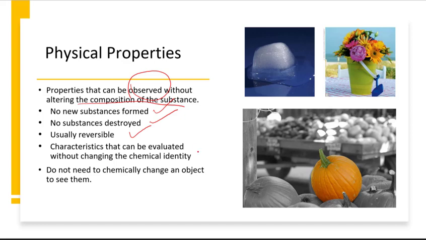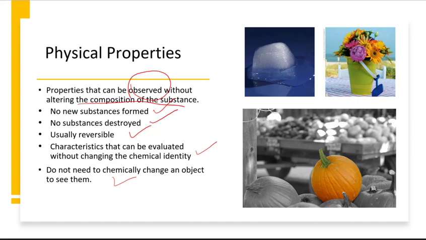They can be evaluated without changing the chemical identity, and you do not need to chemically change an object to see them. Think about it. You can recognize your friends by their physical appearance, their height and weight, and the color of their eyes and hair. The same is true of chemical substances. You can tell the difference between an ice cube and a cube of lead of the same size, not only because of their appearance, one is clear and colorless and the other is a lustrous metal, but also because one is more dense than the other. Obviously, the lead is more dense than the ice.